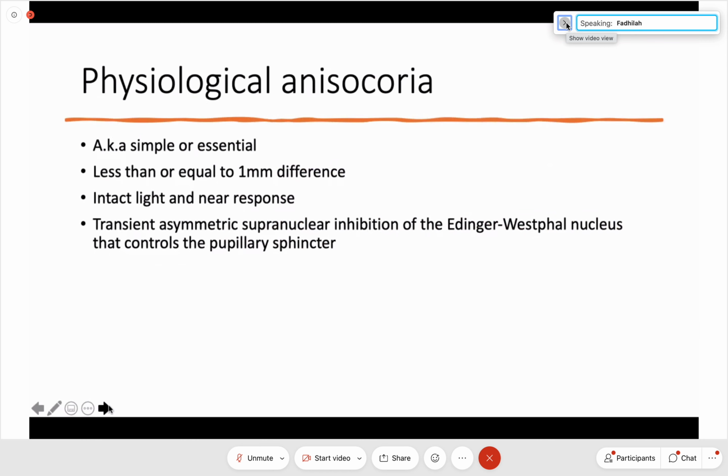Now, physiological anisocoria can be a source of confusion as well. It's also known as simple anisocoria or essential anisocoria. It should be less than about 1 millimeter difference between the two eyes, but some literature says up to 2 millimeters is acceptable. The light response and the near response are both intact, right? And this was thought to be because of transient asymmetric supranuclear inhibition on the Edinger-Westphal nucleus that controls the pupillary sphincter.